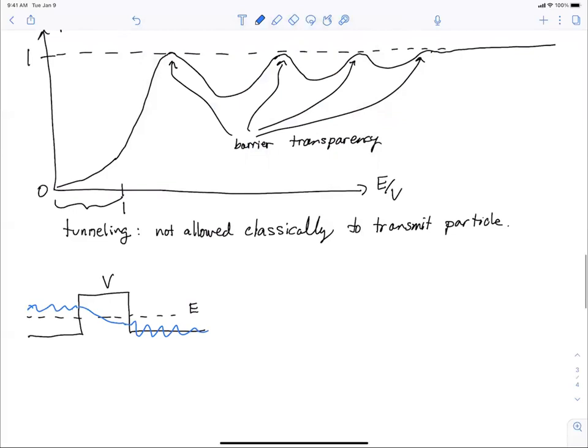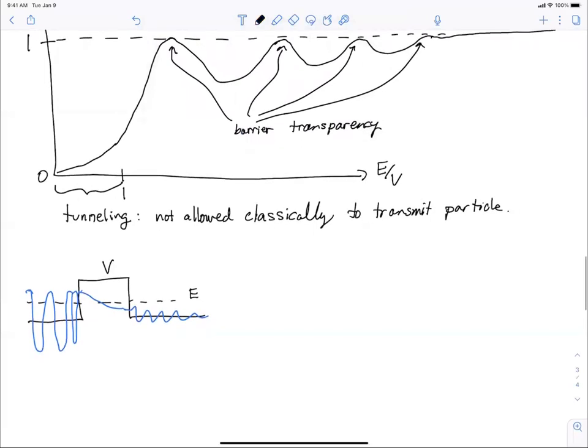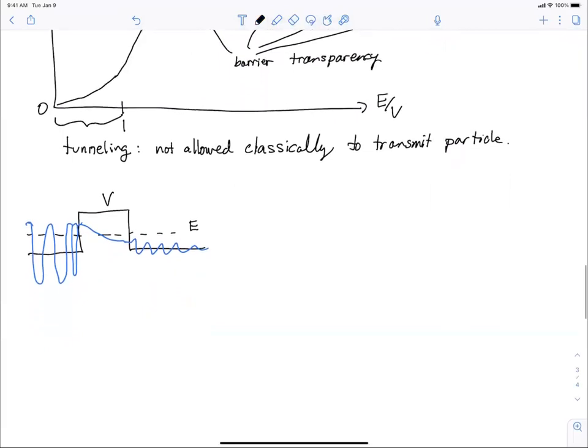I guess I should have really, so actually it's e to the i kx, so it's not really sines and cosines. But if you look at, say, the real part of the wave function, it does something like that. So that's a quantum mechanical feature that you don't see classically, is that you can make it through barriers that classically you would not be allowed to do. Okay, other questions on that?